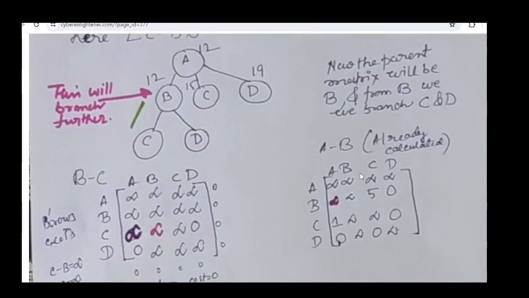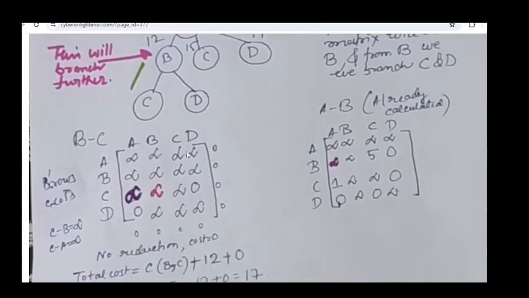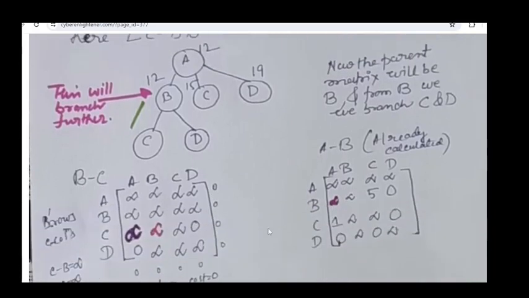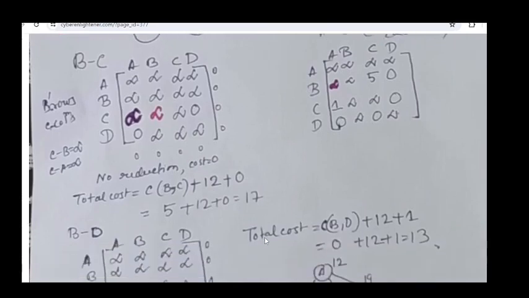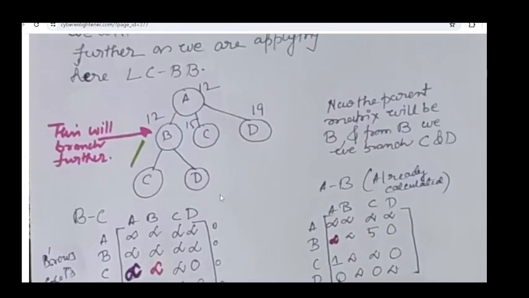Why? Because you have started expanding B. Now if you do row-wise reduction and column-wise reduction, everything is 0, no cost. So the B to C entry you have to see in your parent matrix. B to C is how much? 5. So 5 plus 12, which is 17, is the total cost. Then you have to do B to D also.